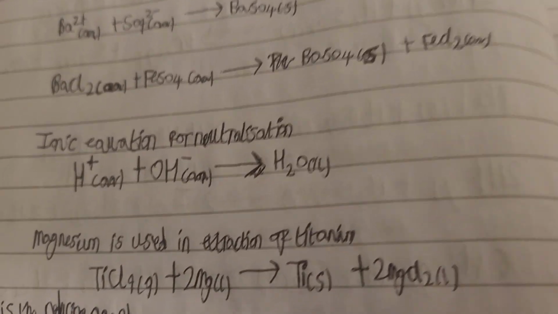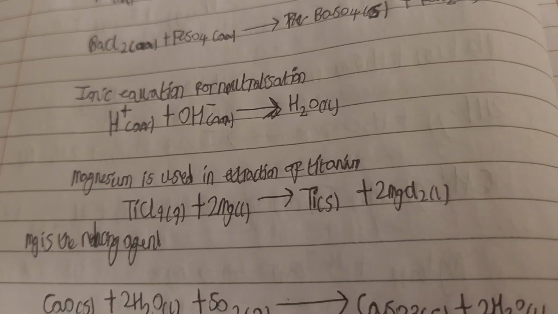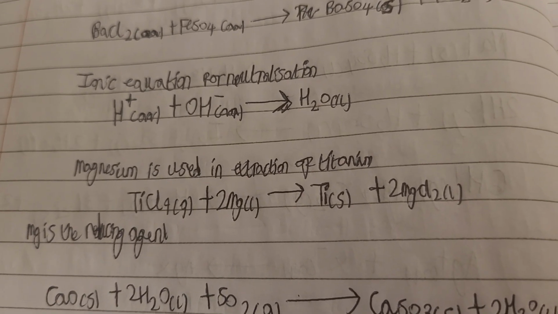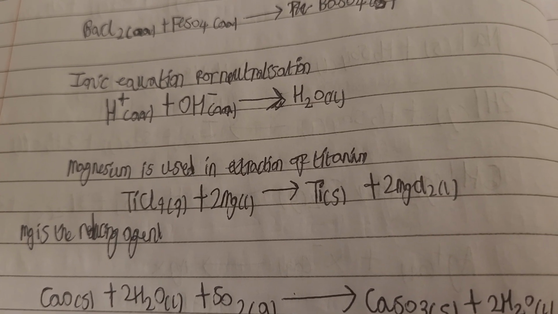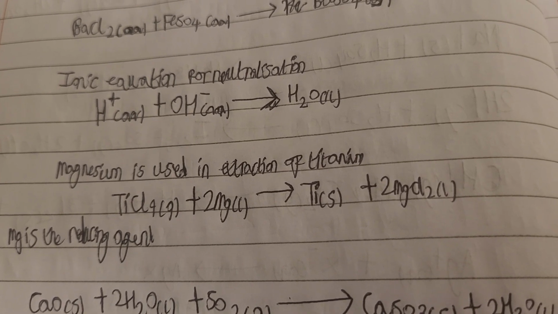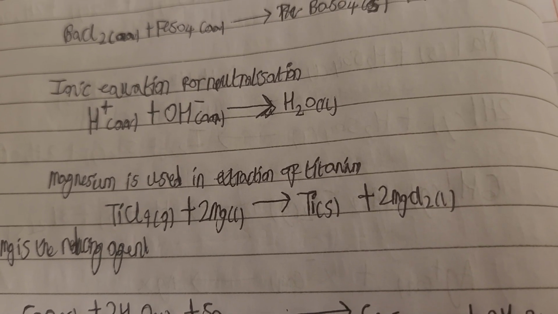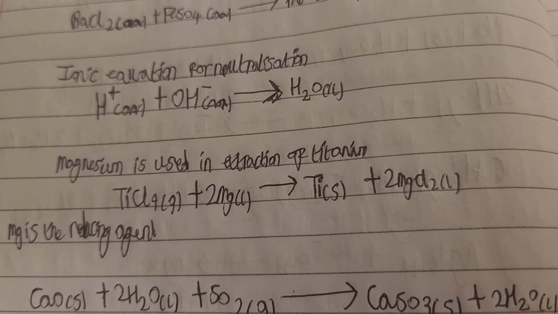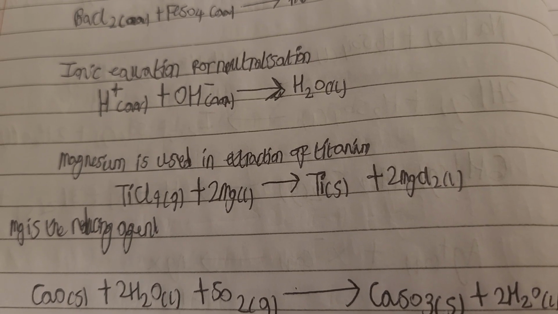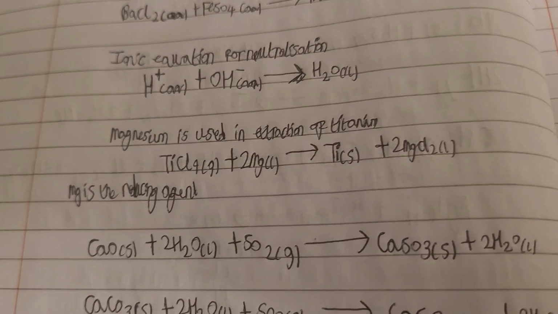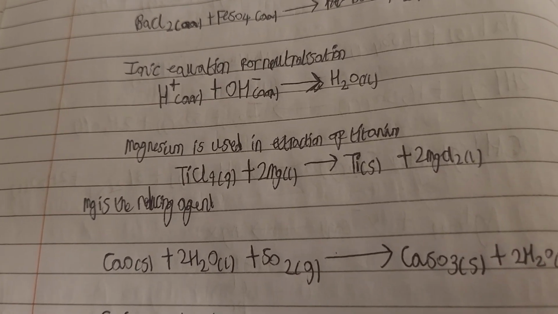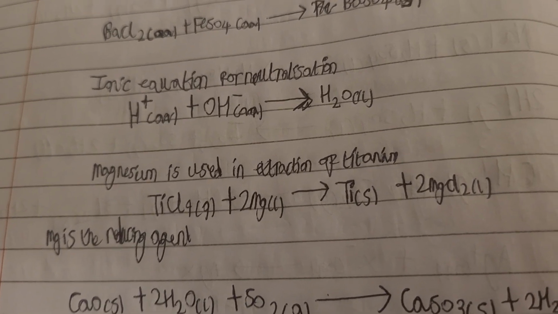Magnesium is used in the extraction of titanium. This equation always comes up a lot of the time, so especially this one, please learn this one. TiCl4 gas plus 2Mg solid, arrow, Ti solid plus 2MgCl2 liquid. In this, when magnesium is used in extraction of titanium, magnesium is the reducing agent. That's also another key fact you do need to know.